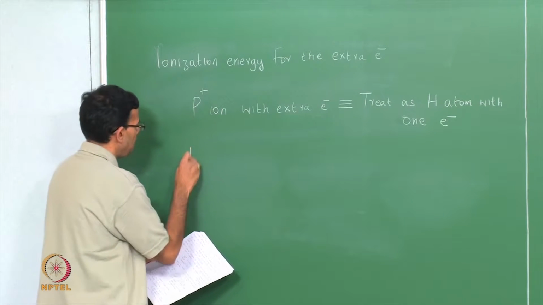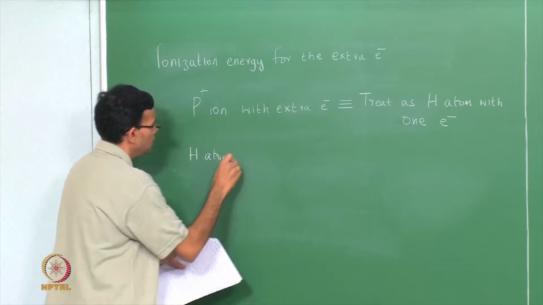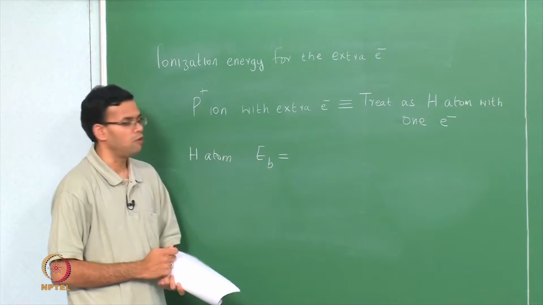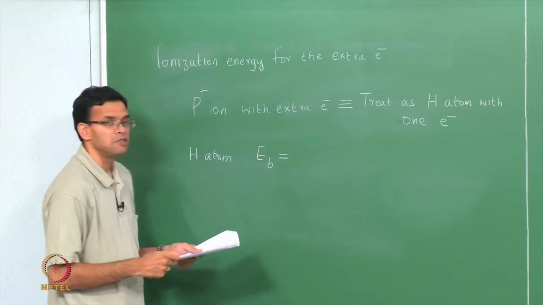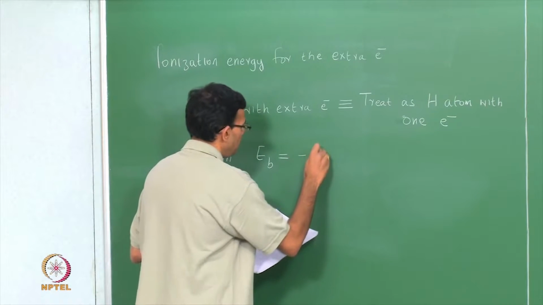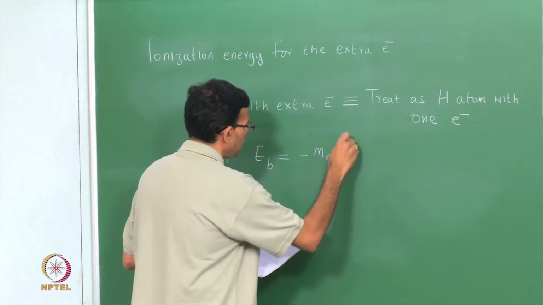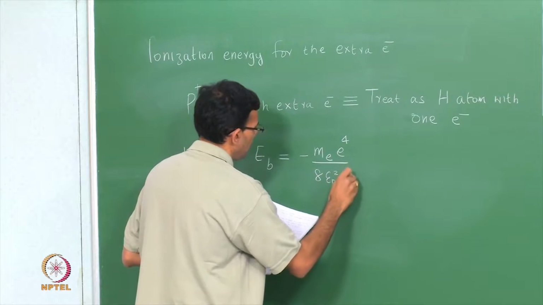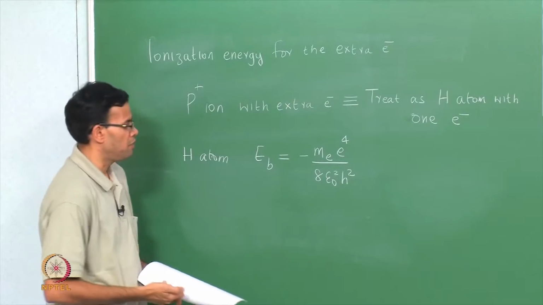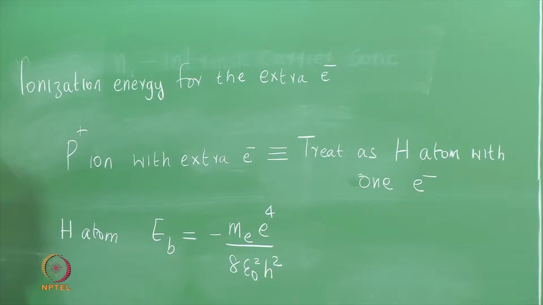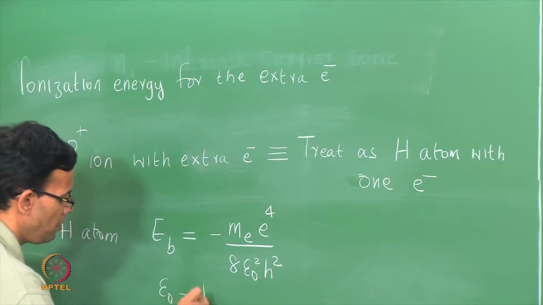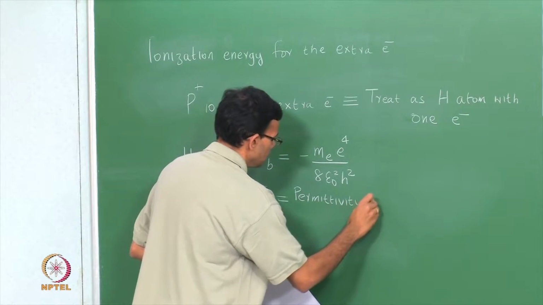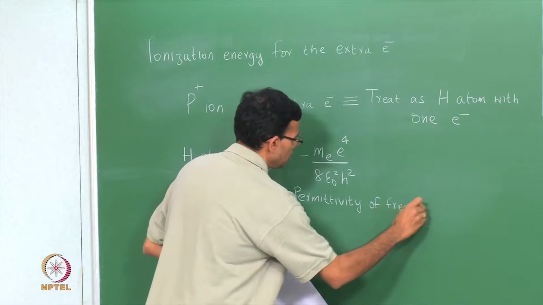If you have a hydrogen atom, the binding energy of an electron in hydrogen, we can do the calculation by solving Schrodinger's equation. I will just write down the expression. This is nothing but m e to the 4 divided by 8 epsilon naught square h square. M e is the rest mass of an electron, e is the electric charge, epsilon naught is the permittivity of free space, and that is also a constant.